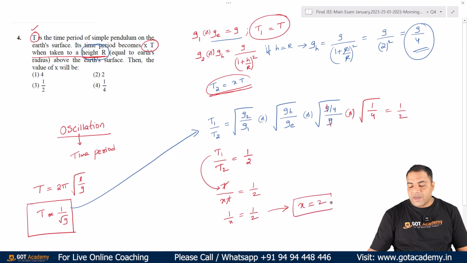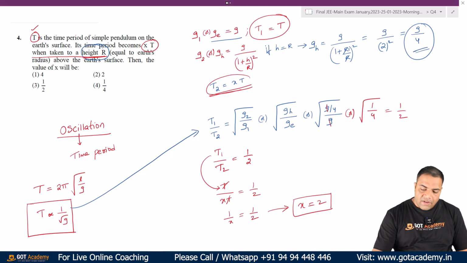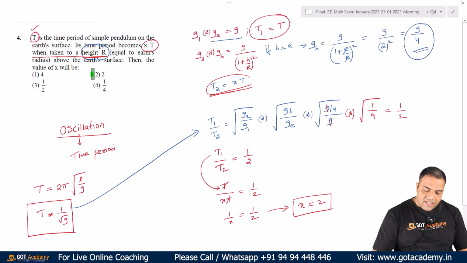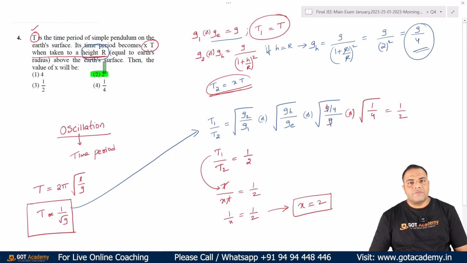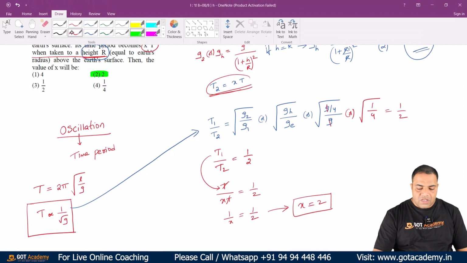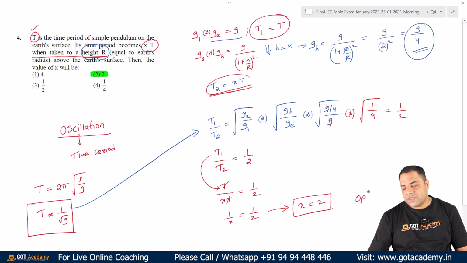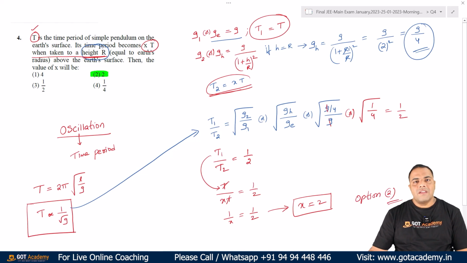Now look at the options, my dear children. I got x is equal to 2. So which of the options is matching here? What are the four options? Have a close look at this. I say that in option 2, there is answer 2. Option 2 and answer is also 2. So the correct answer for this one is option 2. Okay. So with this we have done our fourth question. We can move on to the next one.